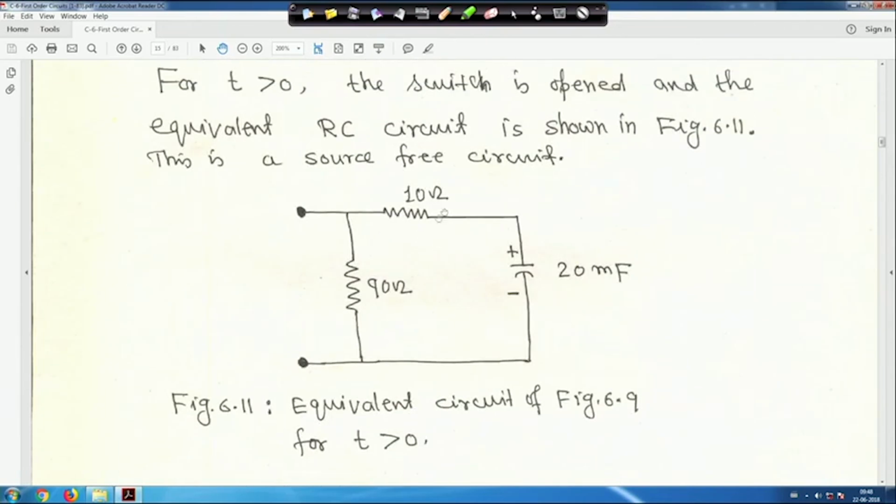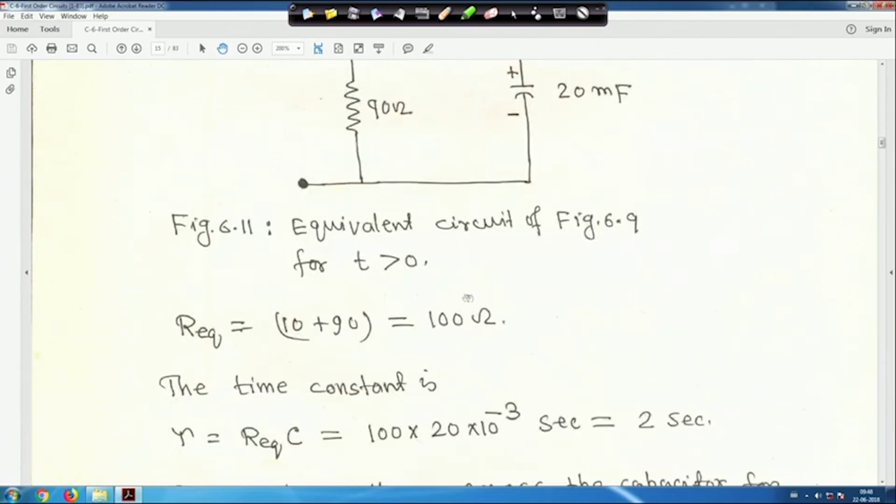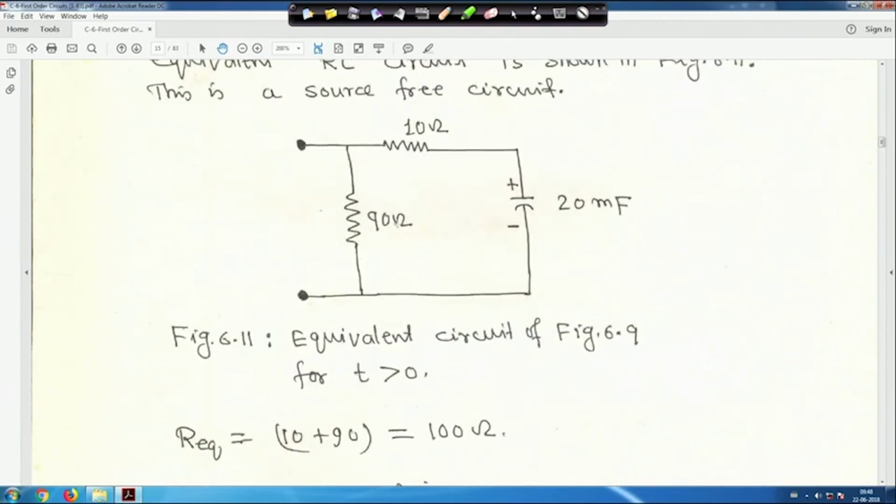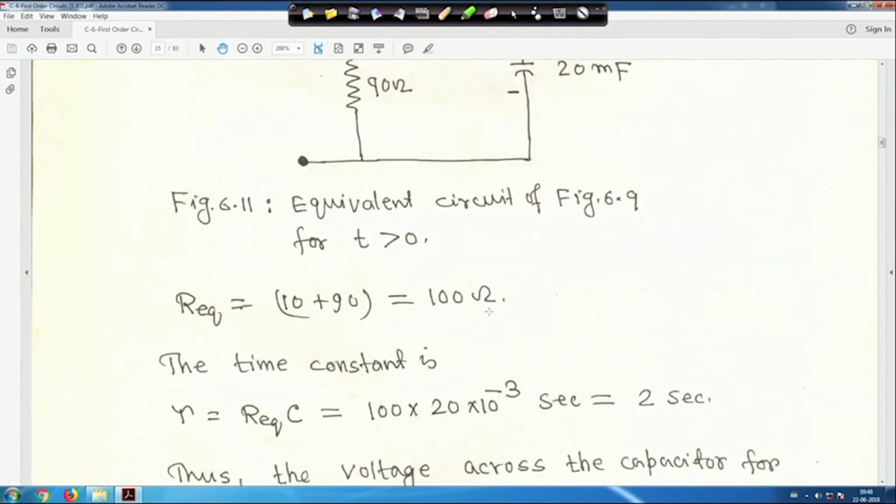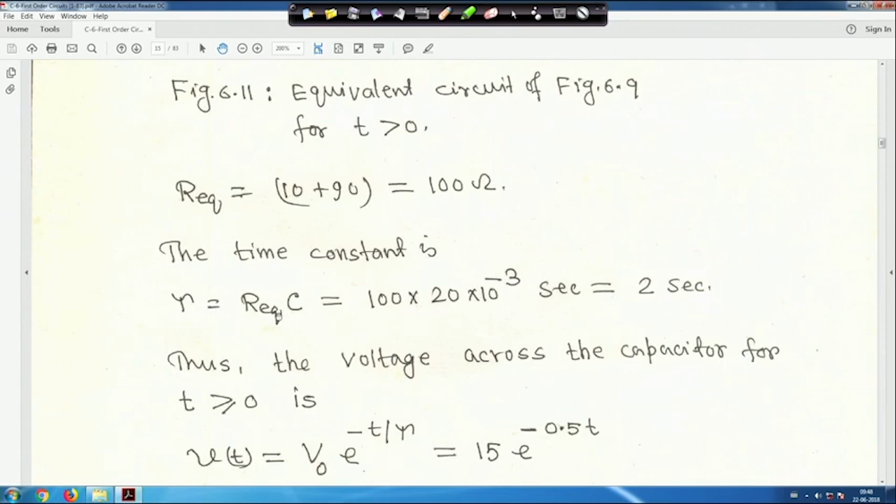The 10 ohm and 90 ohm are in series and it is 20 millifarad, and the capacitor was initially charged at Vc(0) equal to 15 volt, that we have seen, right. So for t greater than 0, Req equivalent will be 10 plus 90, so 100 ohm, and time constant is Req into C. So Req is equal to 100 ohm and C is equal to 20 millifarad, so 20 into 10 to the minus 3 farad. So tau is equal to 2 second.